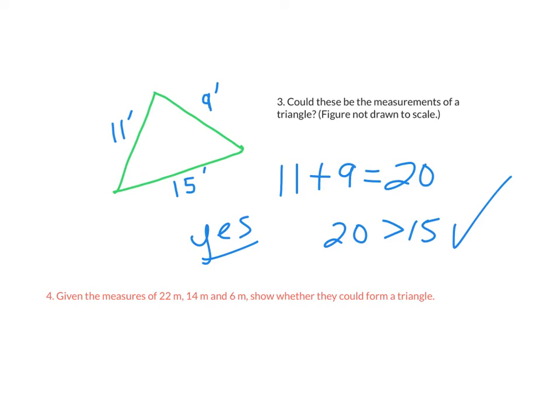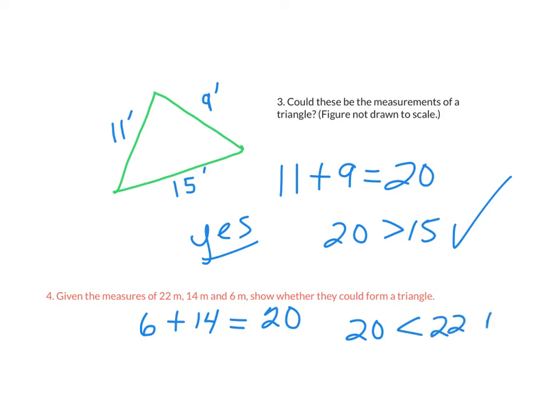All right, for number 4, they're just giving us a list of numbers. Given the measures of 22 meters, 14 meters, and 6 meters, show whether they could form a triangle. Again, if we're going to have an issue, it's going to be with the 2 smallest sides, so we need to add them. 6 is the very smallest, 14 is the next smallest. 6 plus 14 will give us 20. And 20 is actually smaller than 22.